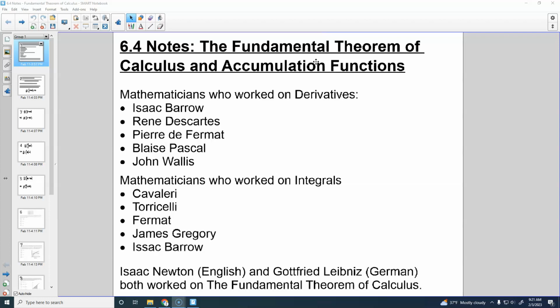before calculus was developed. So some of the mathematicians who worked on derivatives are listed here. Some of the ones who were working on integrals are listed here. So you can see Isaac Barrow was in both lists right there. So he very well could have been one of them that could have come up with calculus, but he didn't. He was beaten by the other. So there were already people thinking about those ideas.